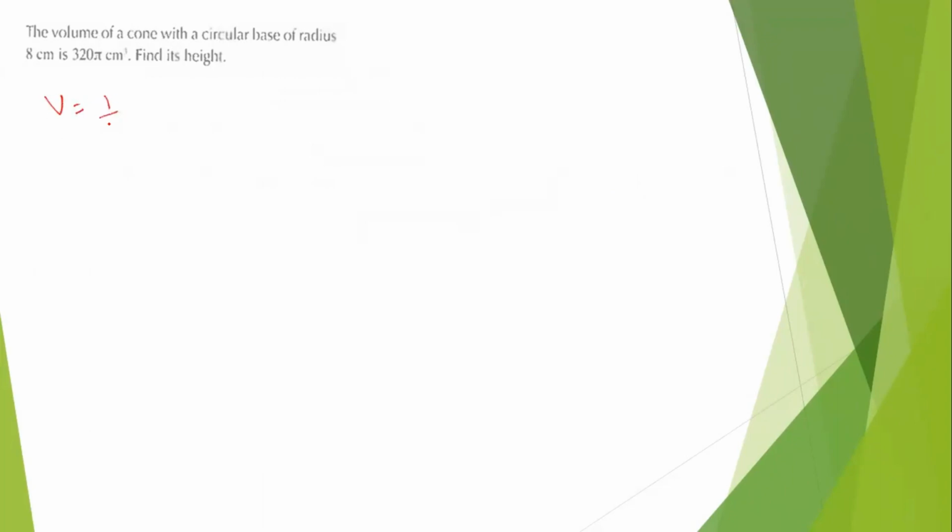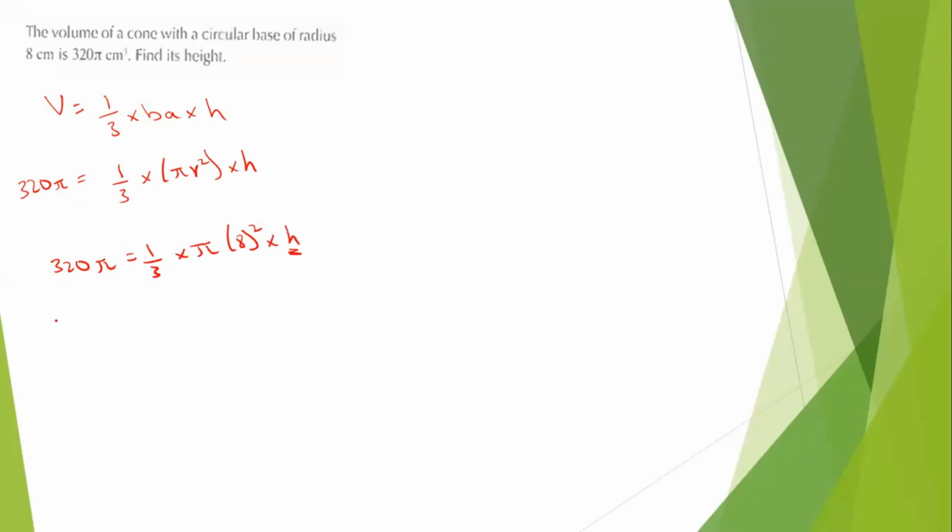Volume का formula वही था 1 upon 3 into base area into height. So now volume हमें already पता है, so we'll write 320 pi on this side. 1 upon 3 multiplied by base area. Base area होता है pi r square multiplied by height. 320 pi is equals to 1 upon 3 into pi. R की value over here, radius, is already given, which is 8 square multiplied by h. This h is my unknown.